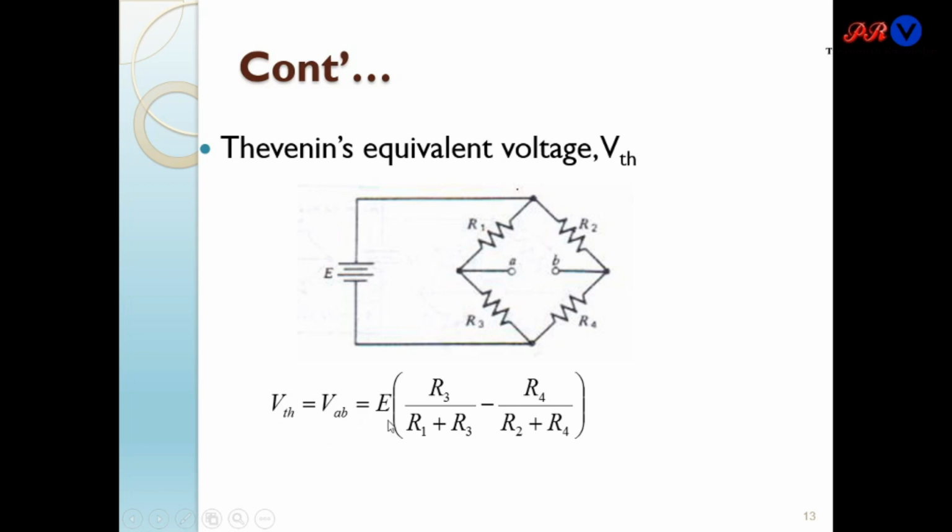It is given by the voltage divider rule. We can get its value as E multiplied by R3 divided by R1 plus R3, minus R4 divided by R2 plus R4. So this is the Thevenin equivalent voltage VTH for the given circuit.